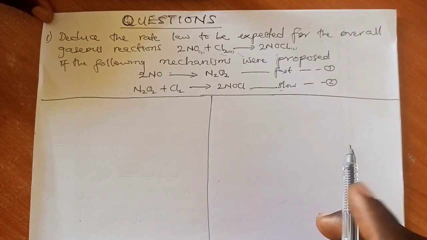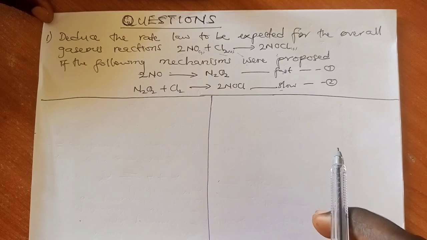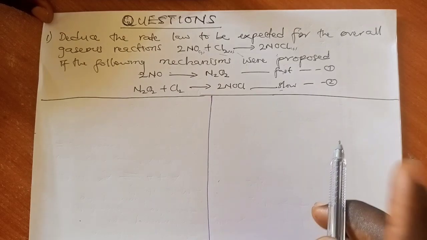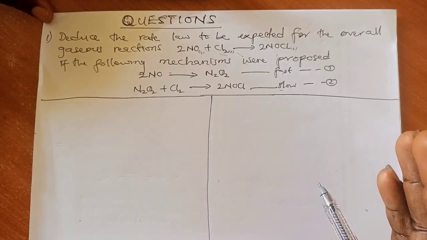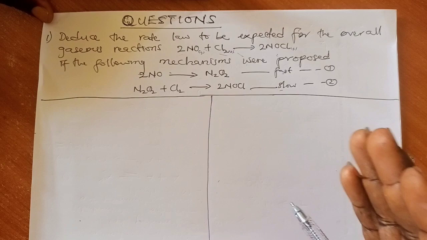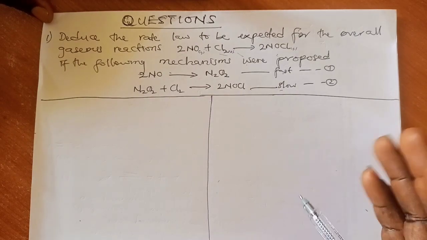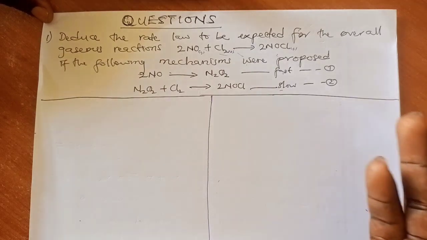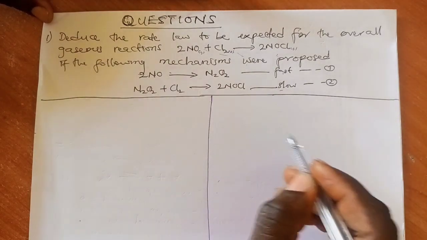The slowest step in every question you see is the rate determining step. The reason is because examiners may want to put you in confusion by setting questions that oppose that law. In that case, you should know what to do. In any case, there are questions I'll be bringing up on that, but let's just focus on this.